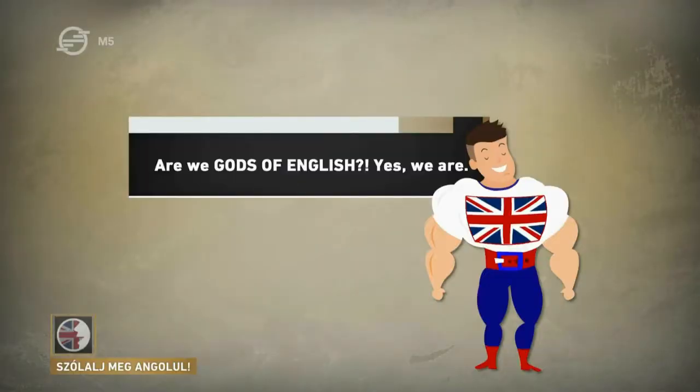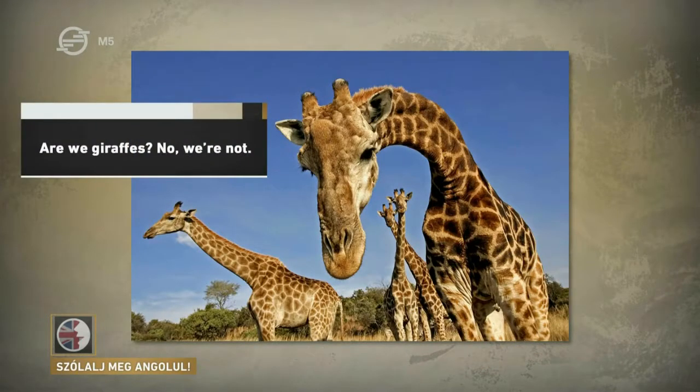So, we know how to ask questions in the present simple with the verb to be. And we know that when we ask a question, we use the full version of the verb to be, not the short version. When we answer in the positive, we use the full version of the verb to be. But if the answer is negative, we normally use the short version of the verb to be. Are we gods of English? Yes, we are. Are we giraffes? No, we're not.